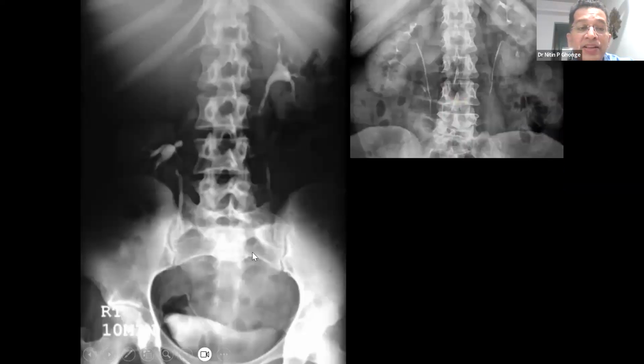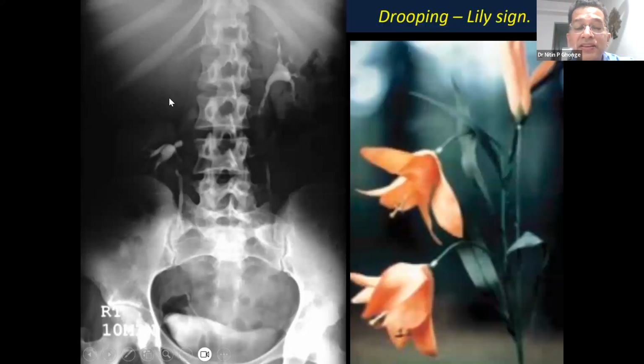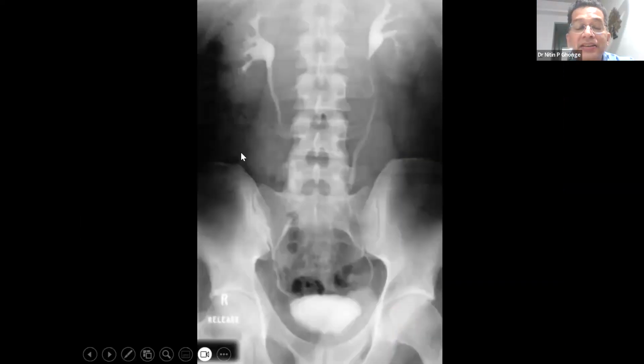So this is important. And then look at the pelvic system on the left side. Normal appearance, normal orientation, but here it is displaced because of the extrinsic compression of the duplex renal moiety on the right side. So this is the drooping lily sign, which is an important finding, particularly in pediatric nephrology.